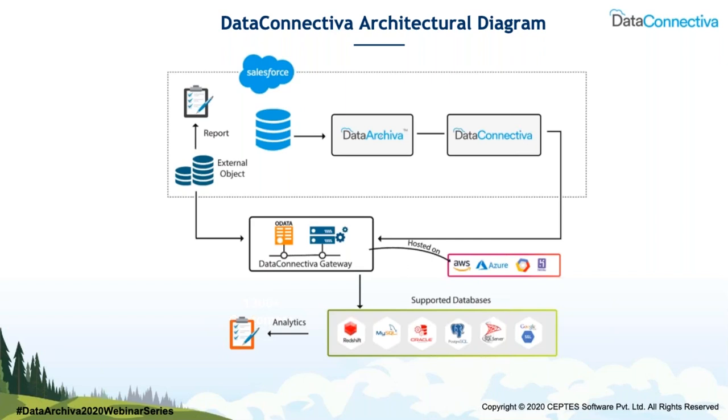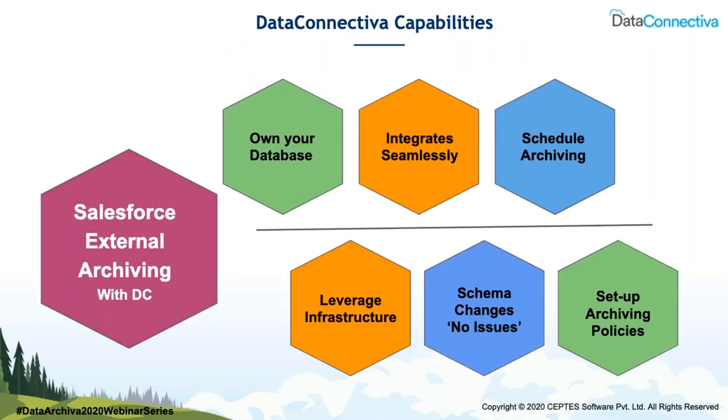Once that is done, you also need to have a gateway, and the gateway is something that you're going to host on any of your platforms, which can be the AWS platform, the Azure platform, or the Heroku platform. And this gateway internally has to connect with the database that you choose. You can choose Oracle, SQL, Postgres, any database you can connect with it.